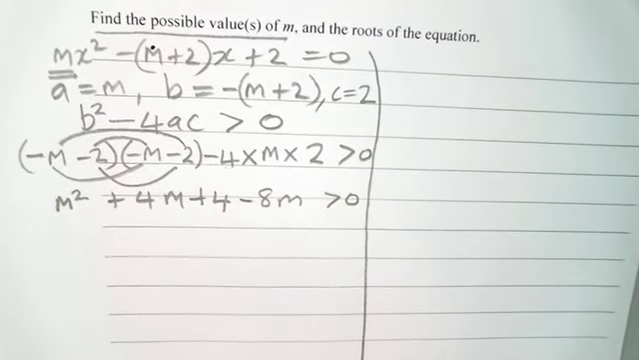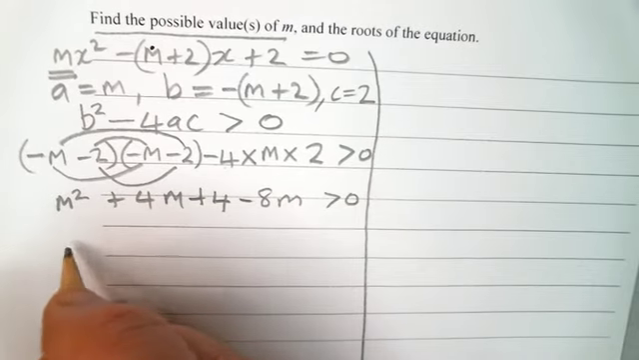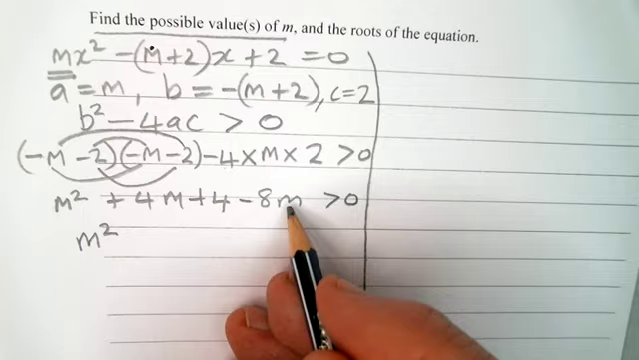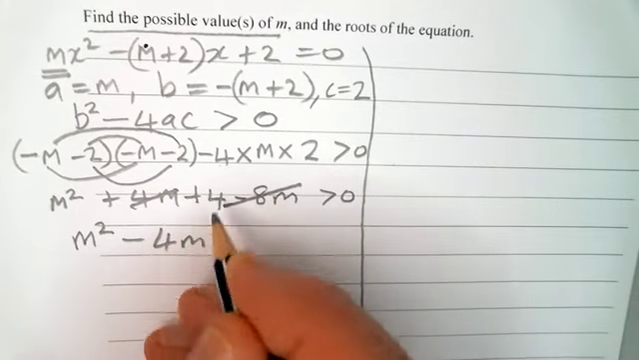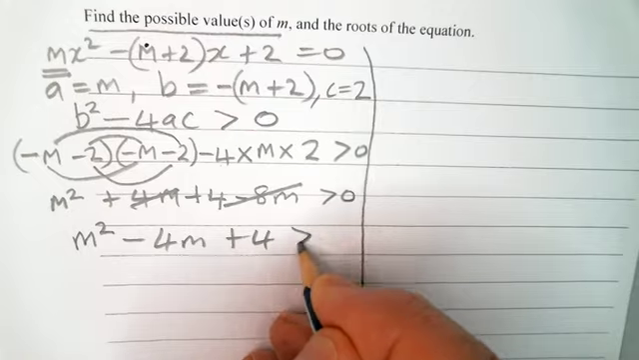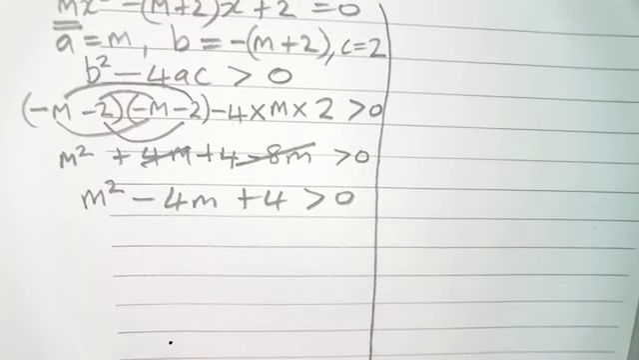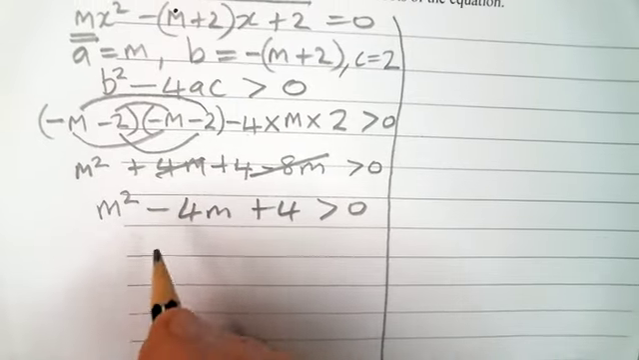All right, let's collect like terms. So what have I got here? I've got an m squared, and I've got a 4m minus 8m. I'll cross these out as I do them, which is minus 4m plus 4 is greater than 0. So the first thing I'm going to do, this is quite easy to factorize. So let's go ahead and factorize it.